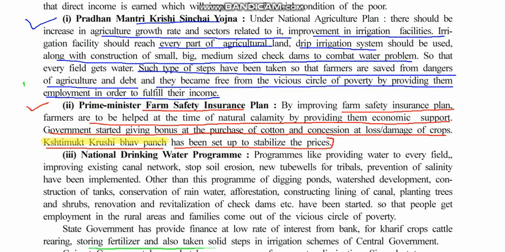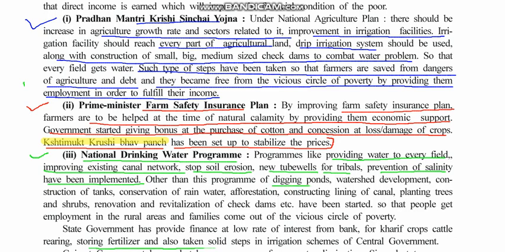The next scheme is the National Drinking Water Program. Programs like providing water to every field, improving the existing canal system, stopping soil erosion, new tube wells for tribals, and prevention of salinity have been improved. So these are some of the programs that are undertaken under this particular scheme.